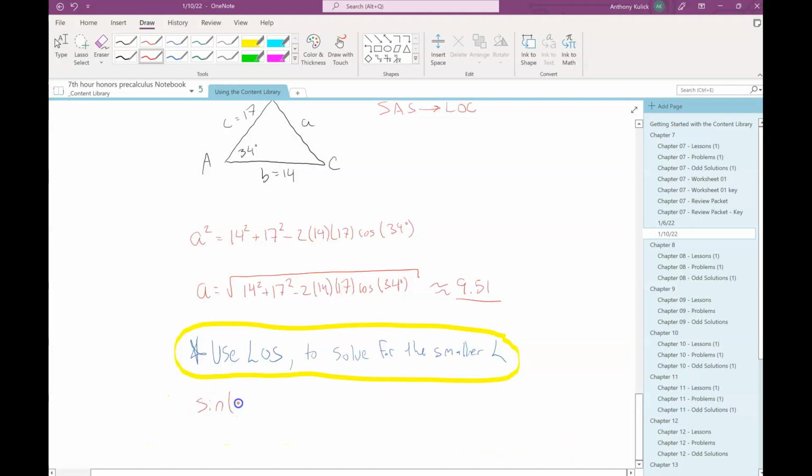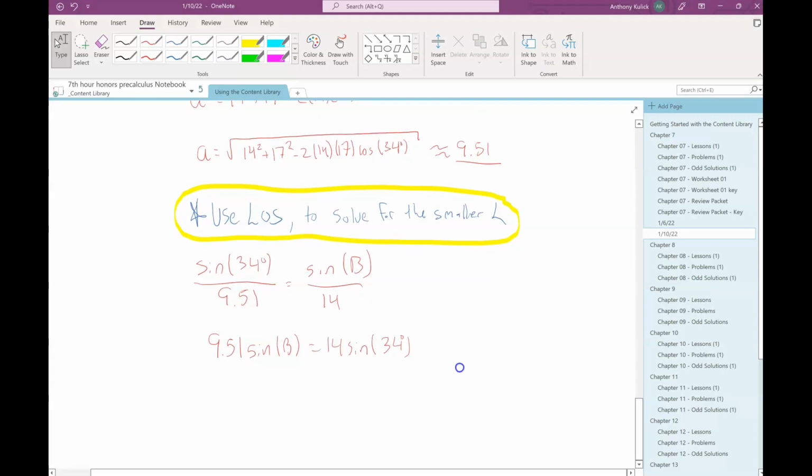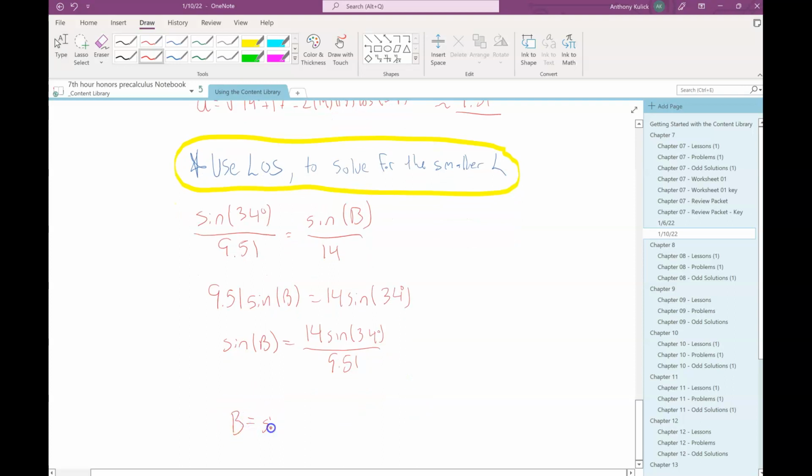So we'll do sine of angle A over side A equals sine of angle B over side B. And then we'll just cross multiply. And then divide by 9.51. And then we'll do sine inverse.